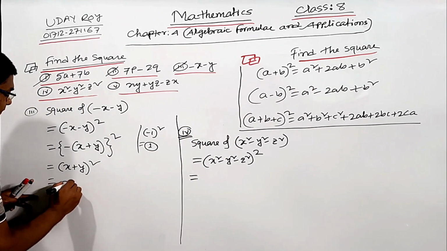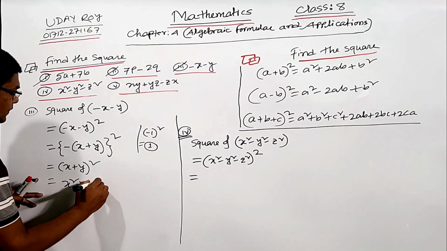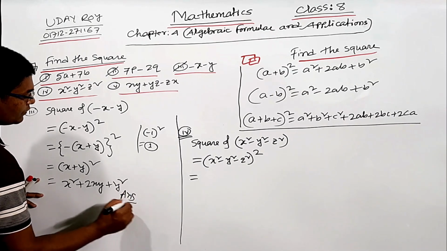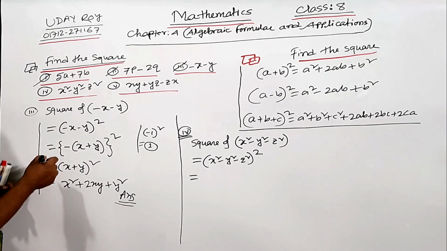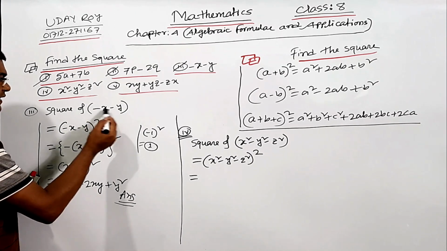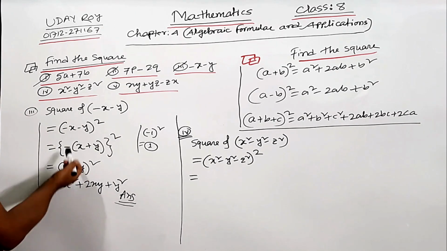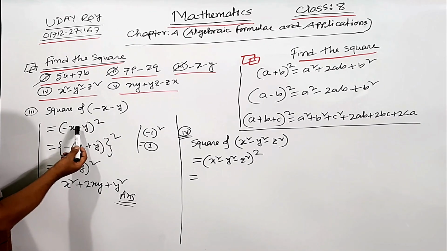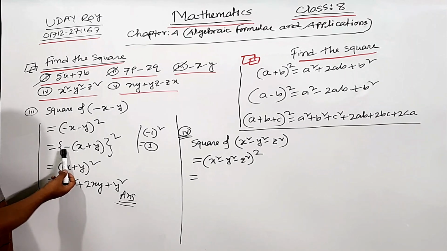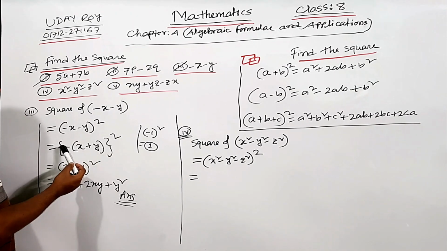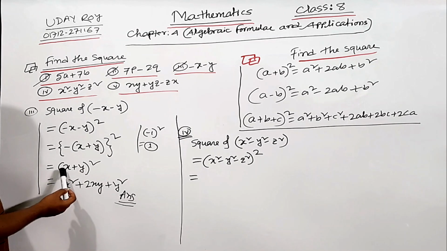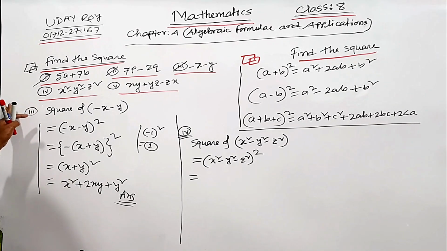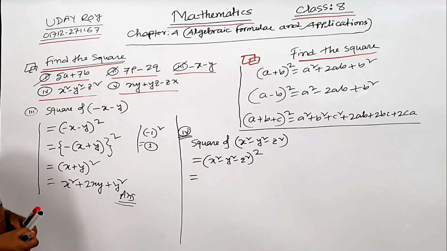So we can write x square plus 2xy plus y square. So we have found the square of minus x minus y whole square. At first you have to take minus x minus y whole square. Here is minus, here is minus. For this I have taken common minus. X plus y, here is whole square. Minus whole square, that means we have got plus x plus y whole square: x square plus 2xy plus y square. We have got maths number 3.